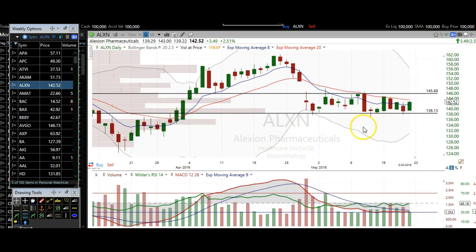Next, we're going to cover ALXN. ALXN, really nice setup here because we've got a box. See how many times it's touched this high at about 145.70 or so, and then the lows over here at 138. We've got 1, 2, 3, 4, 5, 6, 7, 8 candles down here, and 1, 2, 3, 4, 5 candles on the top side touching that top end. So we're trading in a box. A break of either side of the box is going to send ALXN to newer highs or newer lows.